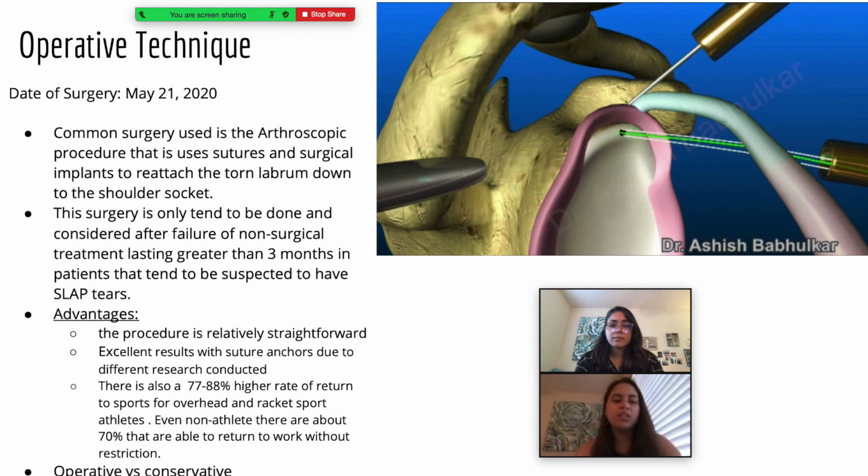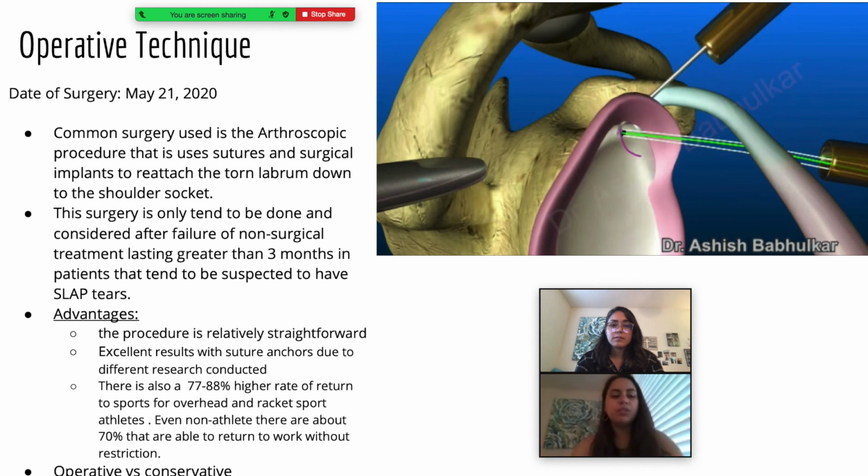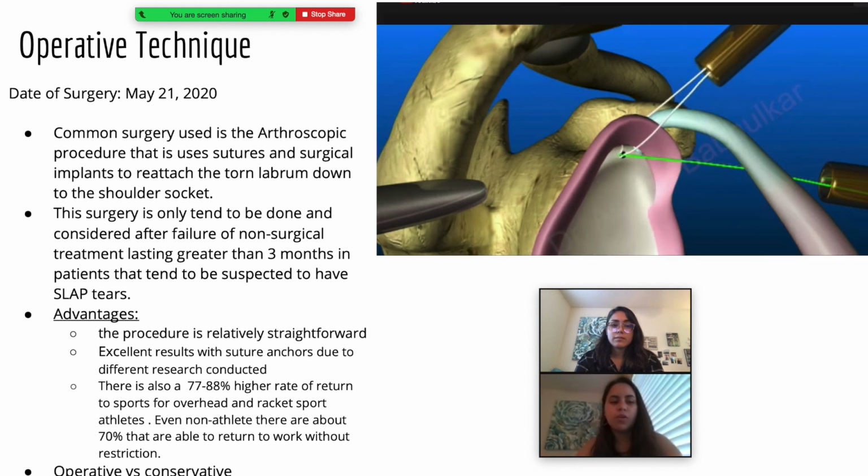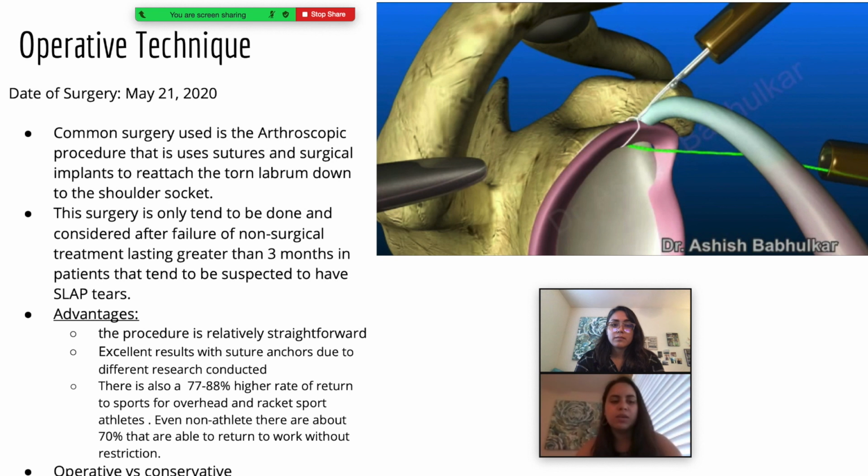The advantage of this surgery is that the procedure is relatively straightforward. It has excellent results due to research that's been conducted. There is about a 77 to 88% rate of return to sport for overhead and racket sport athletes. Even for non-athletes, about 70% are able to return to work without restriction.